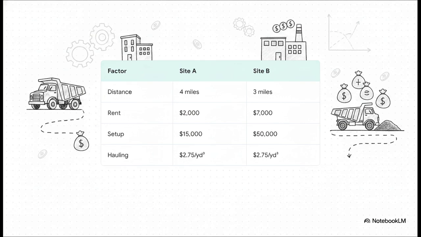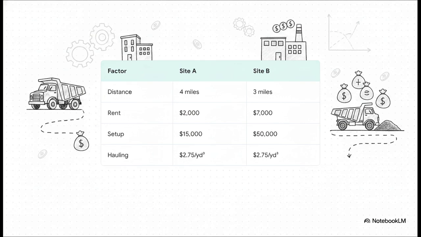A contractor needs to deliver 50,000 cubic yards of paving material and has to choose between two sites. Site B has drastically higher fixed costs. The rent is $7,000 compared to Site A's $2,000, and the setup is a whopping $50,000 compared to Site A's $15,000. But look at the variable cost, the average hauling distance. Site B is only 3 miles from the job, while Site A is 4 miles away.